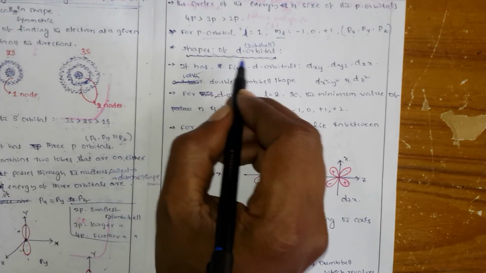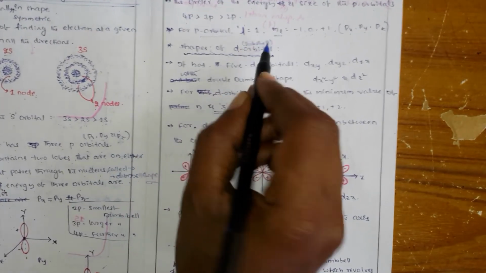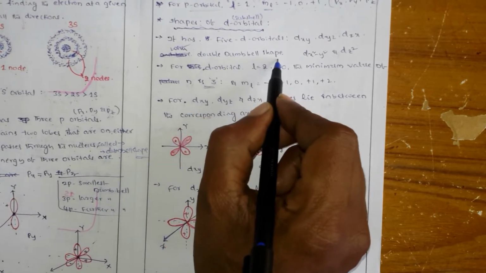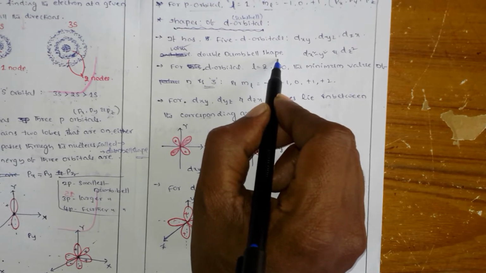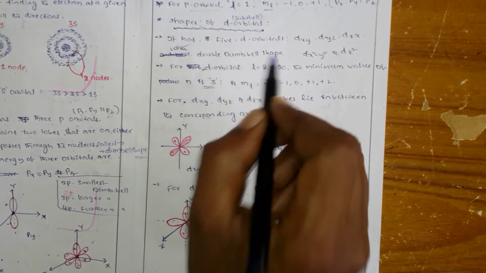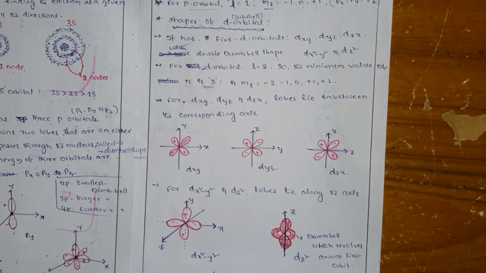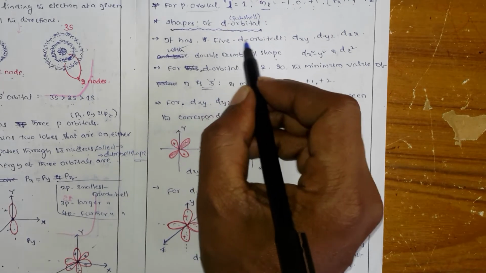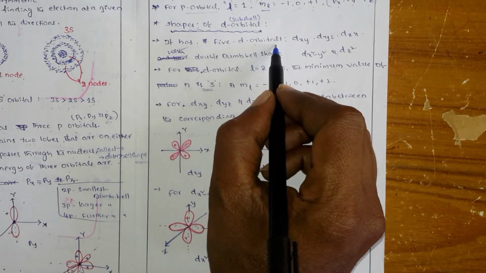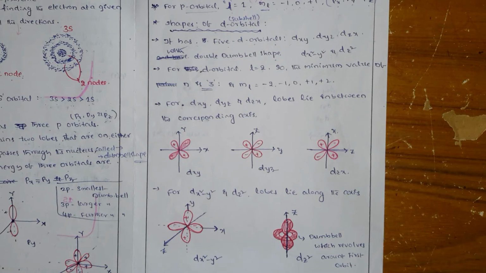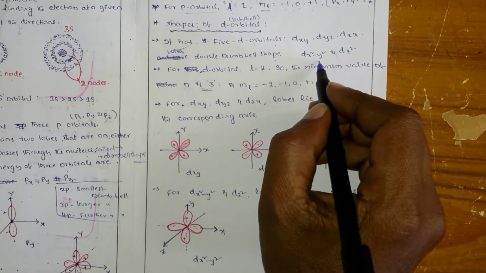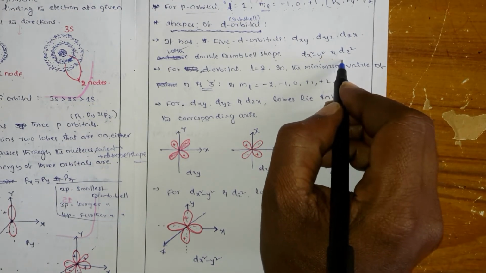And next is the shapes of d orbital or d subshell. What is the shape? Generally it has a double dumbbell shape. Earlier you saw one dumbbell, now you can see two dumbbells, double dumbbell in shape. And how many orbitals can be present in the d subshell? There are 5 d orbitals. What are those? dxy, dyz, dzx, dx square minus y square, and dz square.